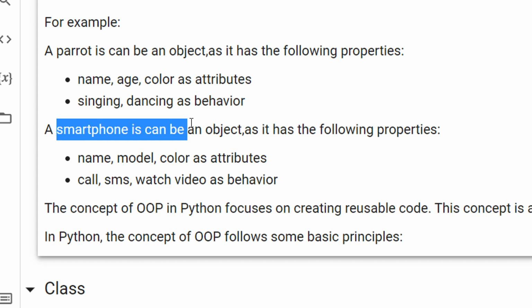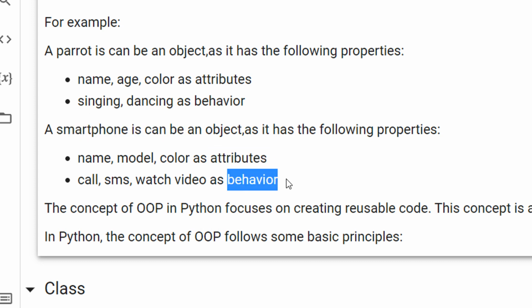A smartphone may have a name, let's say the company name, it may have a model. So any company, whether it's an Apple or Google or anything, they have a model, right? A smartphone has a color: black, gray, silver, blue, right? And then a smartphone can do some kind of functions, right? So now you can see that there are two things here, attributes and behavior, right?